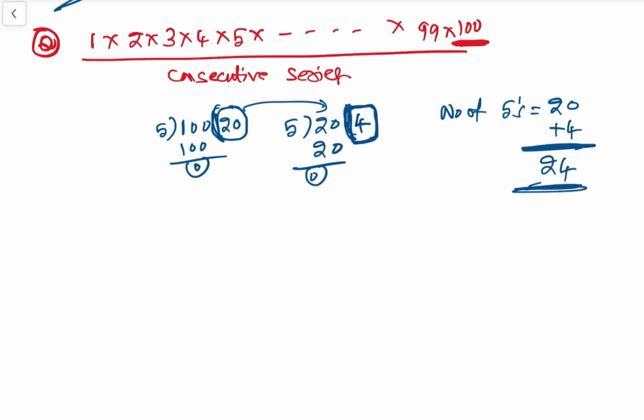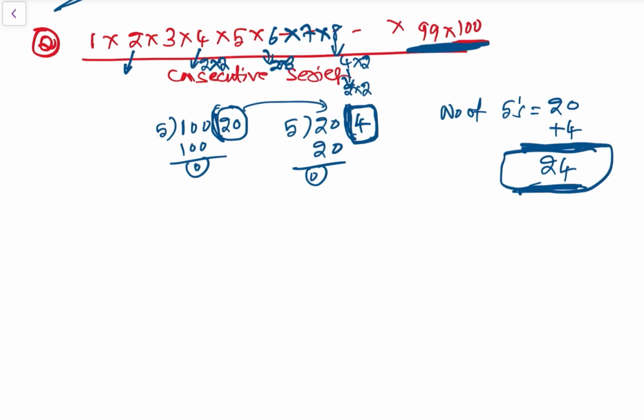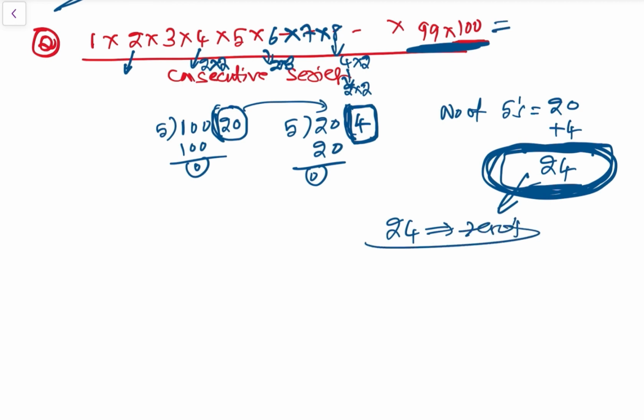So 24 is the number of fives in this expression, and we know twos are going to be more because 2, then 2 into 2, then 6 is 2 into 3, then 7, then 8 is 4 into 2, that is 2 into 2. So many twos will come. So the moment we know that twos will be many, only the 5's make a difference. So 5's are 5 to the power 24. So there will be 24 zeros in this product at the end. So the last 24 digits are going to be zeros in this product.